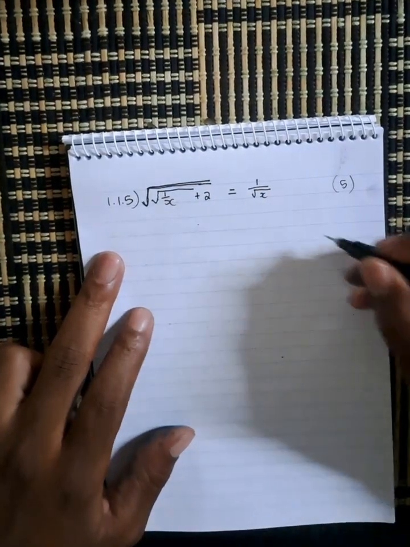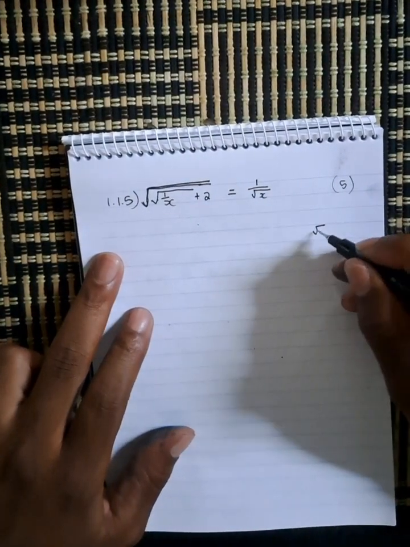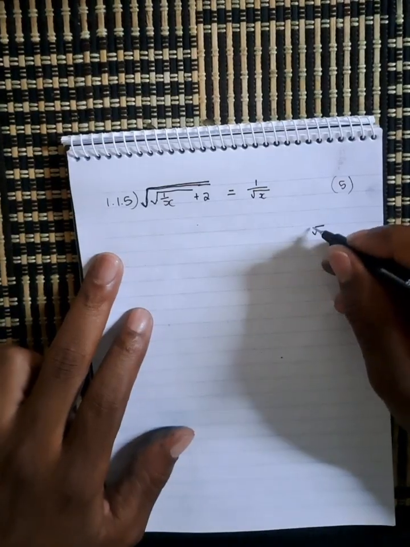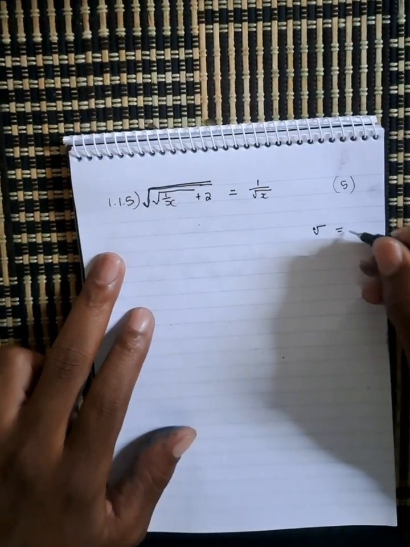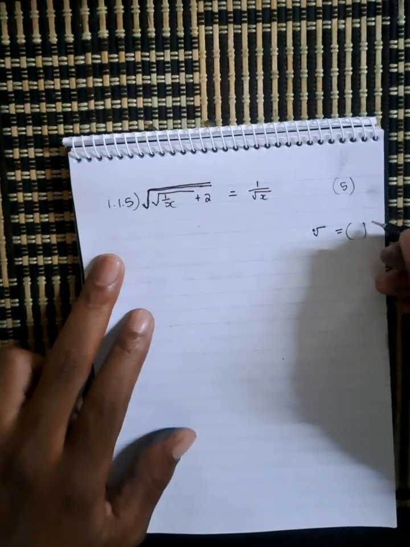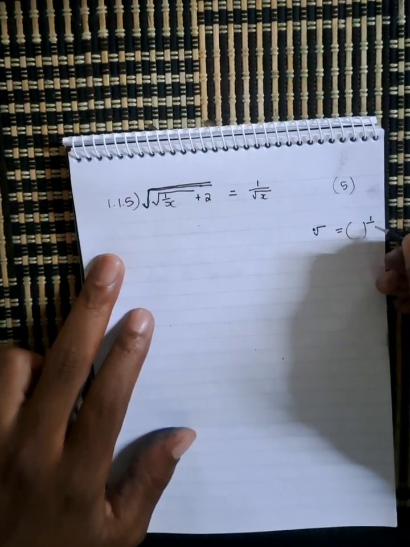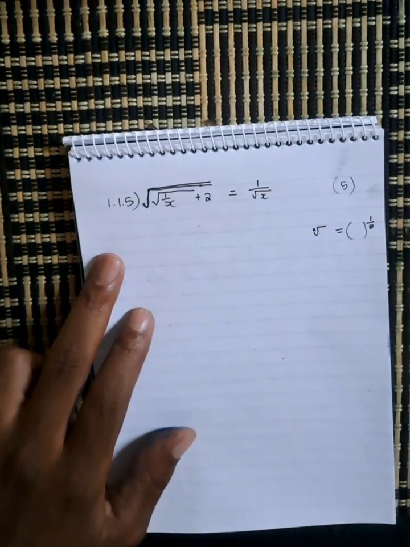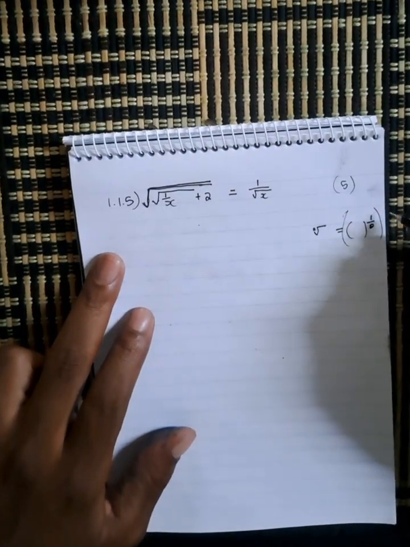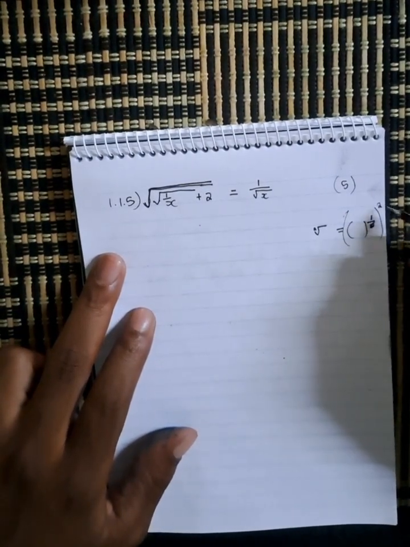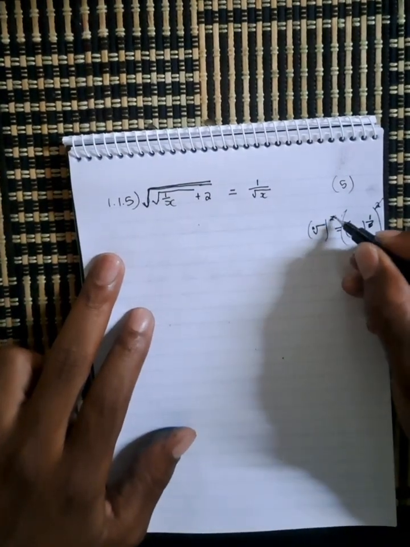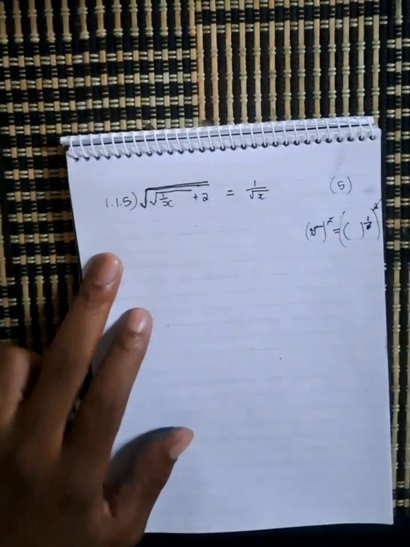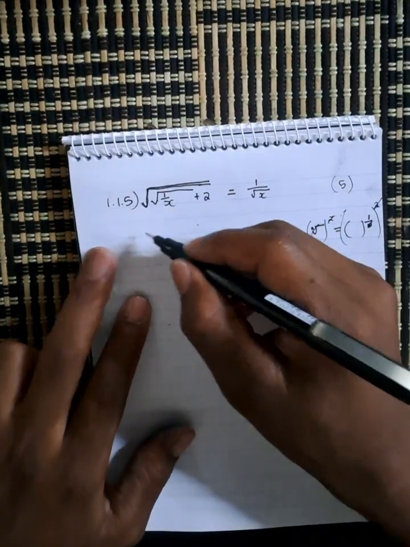Why do we square it? Remember, a surd, especially if it's a square root, has an invisible 2 over here, right? So when you write it as a bracket, it's the same as to the power of a half, right? So if you square this 2 and this 2, they're going to cancel. That's why we're squaring it. Okay.